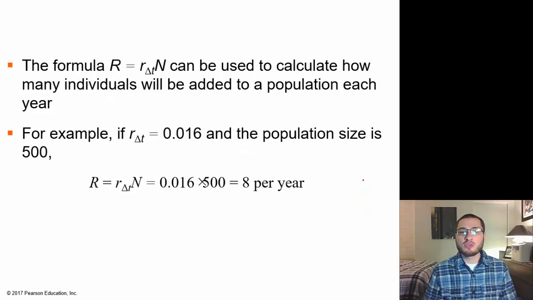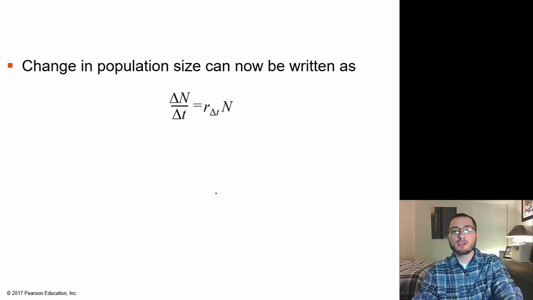So the formula capital R equals lowercase r times change in N can be used to calculate how many individuals will be added to a population each year. For the example we created, that number shows us the change over a year, and if the population size is 500, we take our 500, multiply it by our number, and now we have 8 per year.